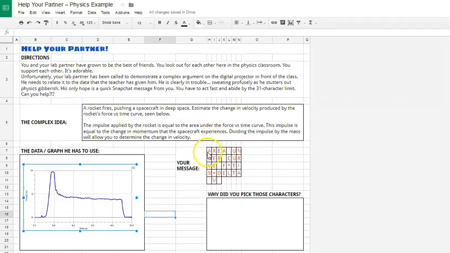And so you can see the message here is area under curve, F times T divided by M equals delta V. And that's the formula that they would use to be able to figure out what delta V is. So I tried to fit that into 31 characters as best I could. I'm not looking for grammatical brilliance. I'm looking for can they get the biggest idea out of it and then distill it down into 31 characters.